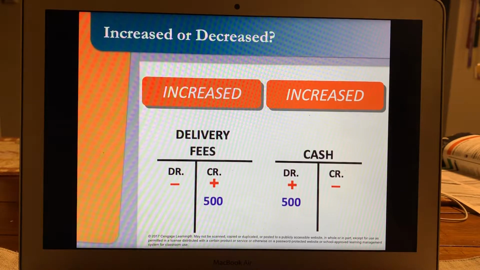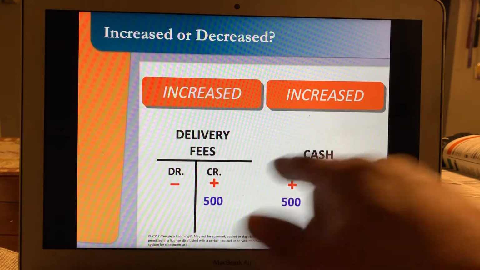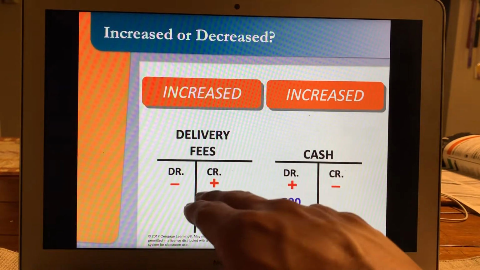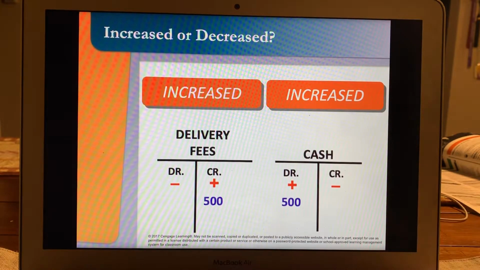So our delivery fees increased. Now, notice that they are both plus, but one's on the left and one's on the right. Whenever I said if we have a credit, we'll always have a debit. So our cash increased $500.